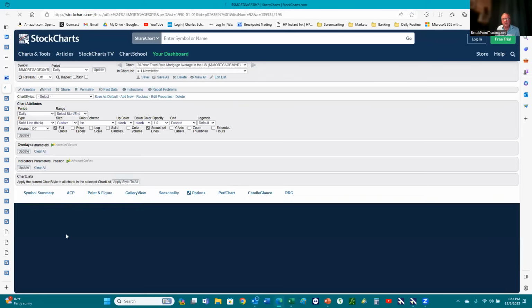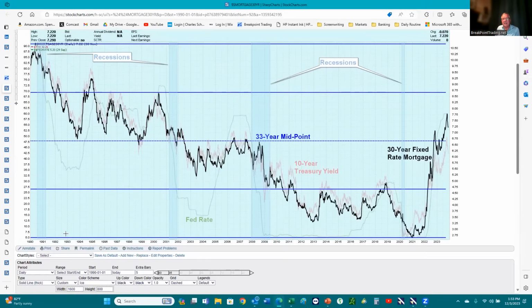30-year fixed rate mortgage. You can see the 33-year midpoint. We are just slightly above it. We're not dramatically above it. We've been higher than this many, many times before. So in the 10-year treasury below it, you can parallel the 10-year treasury with mortgage rates right here. See how they work together.